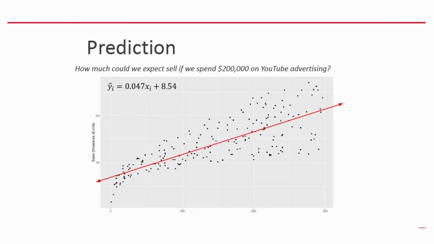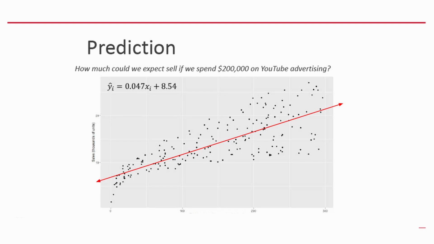Our first question was, do we think it's worth spending more on advertising in terms of sales? And the correlation coefficient seemed to be very positive, very strong. So I think, yes, it seems to be worth it. But the second question, how much could you expect to sell if we spent $200,000 on advertising? We're going to utilize our regression equation. So we're going to take 200, plug it into our equation, and see what y comes out to be.